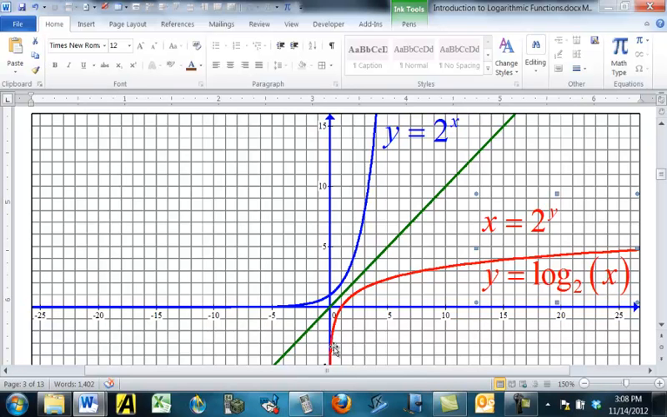So you see as you go out to the left, the y values are approaching 0 on the blue original exponential function. So notice the exponential has a horizontal asymptote of y equals 0, the x-axis, whereas the red one has a vertical asymptote of x equals 0, the y-axis.